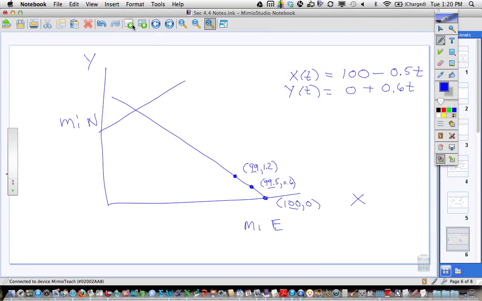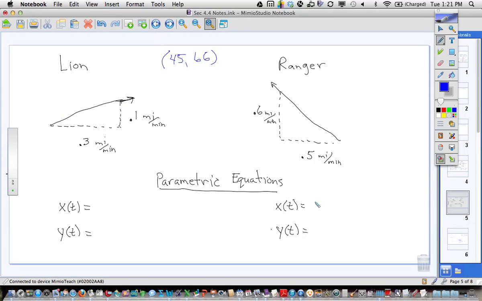Okay, so the line, now I actually want to go back here. I'm going to write these in here. So for the Ranger, we had 100 minus 0.5t, and then this was 0.6t. And so then what would the lion's x coordinate be? What was his x coordinate at the beginning? 0 plus, he goes 0.3 horizontally every minute. So it'd be 0.3t.